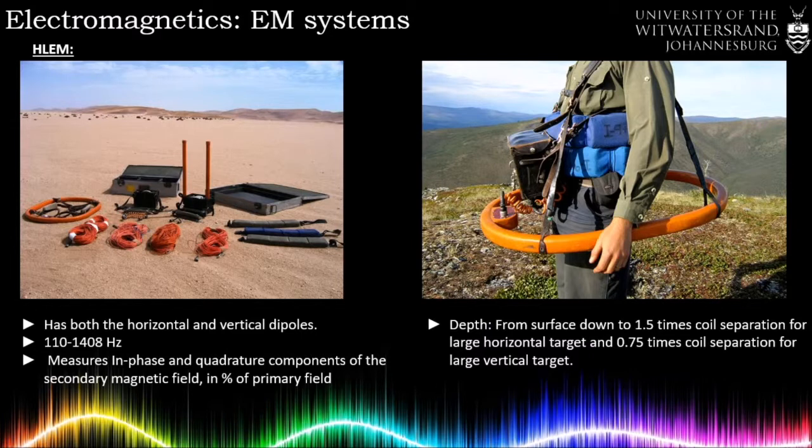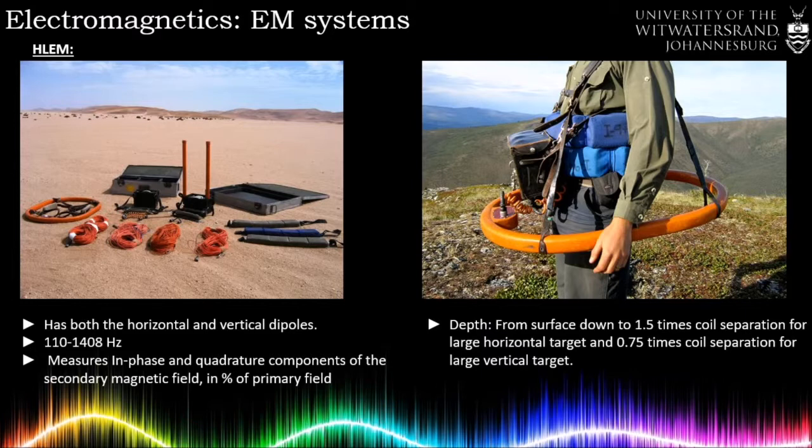It has both horizontal and vertical dipoles, but we'll be using the horizontal mode. It has a range of 110 to 1400 hertz. And this is important, this is what I'm trying to figure out: it measures the in-phase and the quadrature, we'll speak about that now, as a percentage of the primary field. Different systems measure these values differently, so that's what I was trying to figure out. It seems like for the HLEM, it's a percentage of the primary field. That's how we connect the receiver and the transmitter, so then we get the measurement.